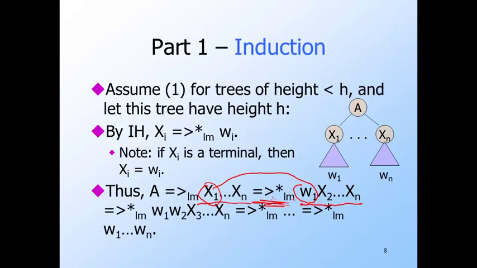That's this. We can continue arguing this way for each xi in turn. Either it is a terminal, in which case nothing needs to be done, or it's a variable, in which case we can perform a leftmost derivation of wi from xi. The needed sequence of leftmost derivations is a leftmost derivation of the entire yield w, that's w1 through wn, from A.